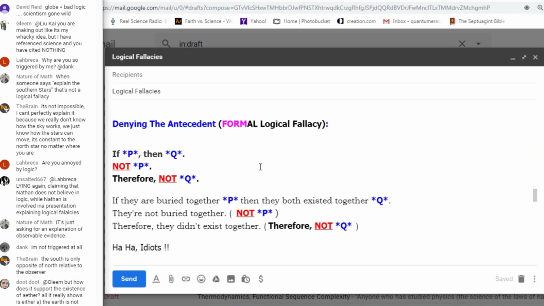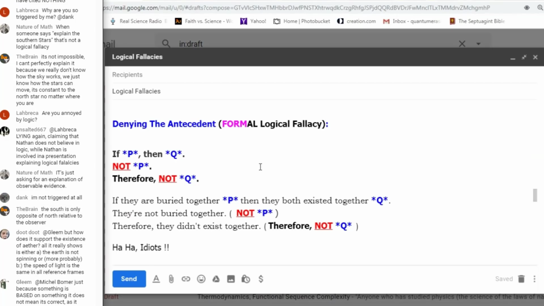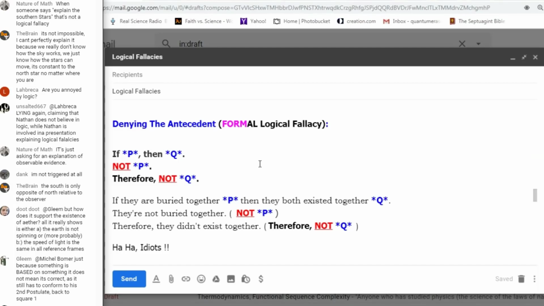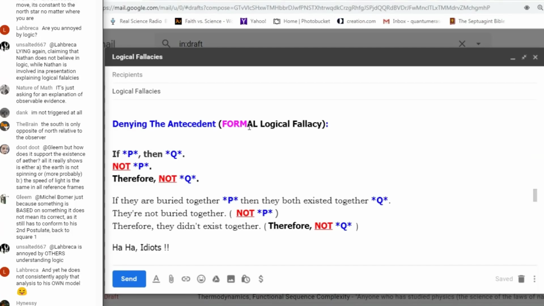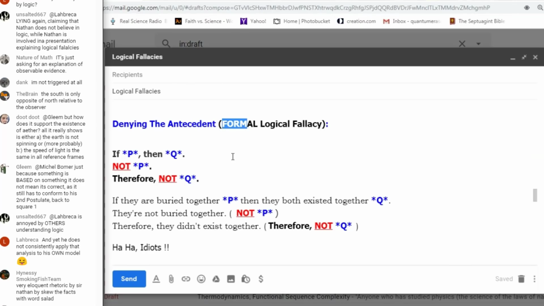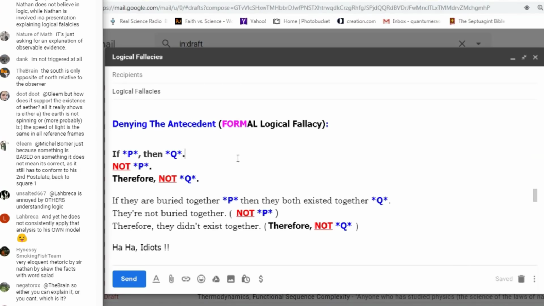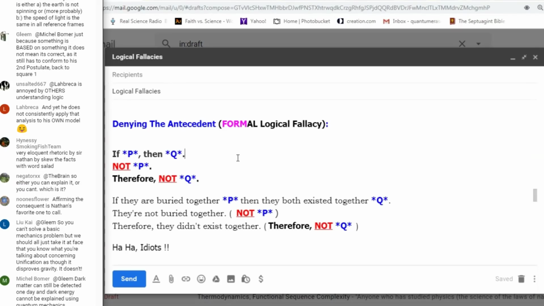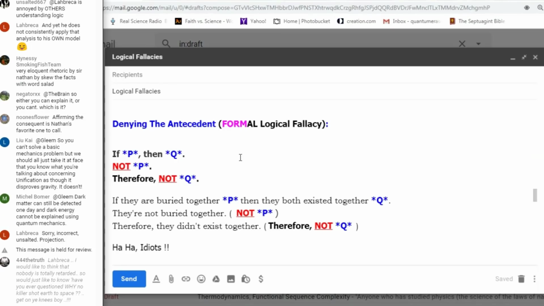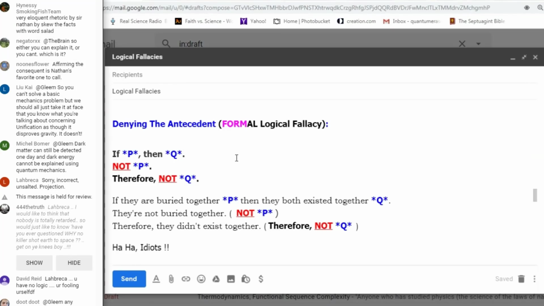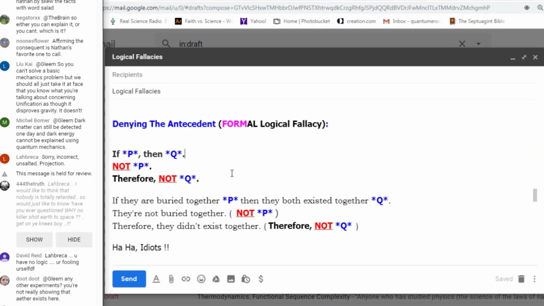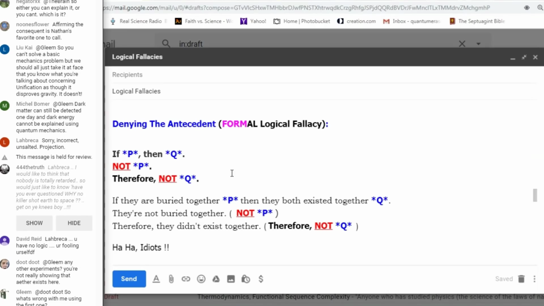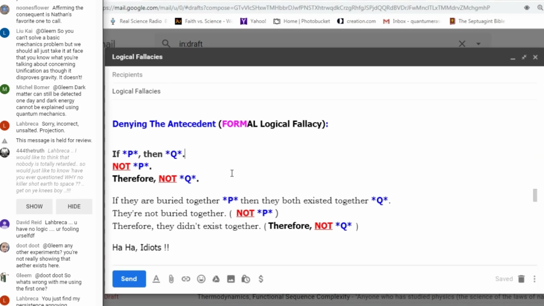All right. So we had the affirming the consequent form of logical fallacy. This is its nasty little sister, denying the antecedent. Again, it's a formal logical fallacy. It has form. So, if P, then Q; not P, therefore not Q, right? This is classic in the evolutionist genre. Check this one out. If they are buried together, P, then they both existed together, Q. They are not buried together, not P, therefore they didn't exist together, therefore not Q.